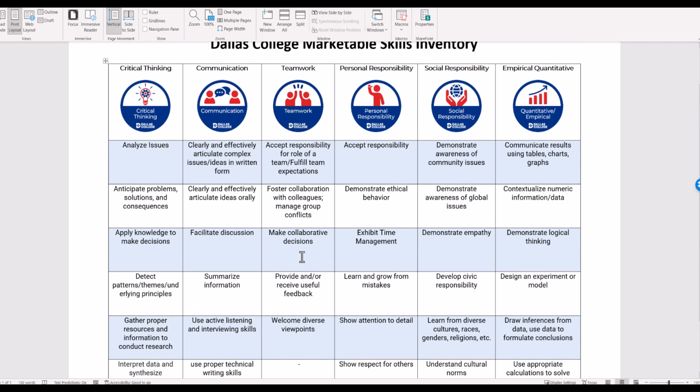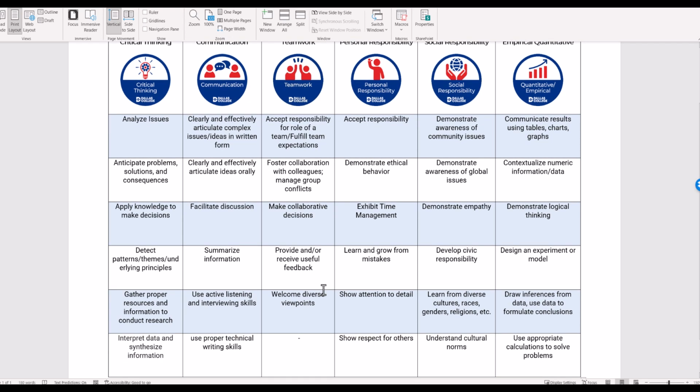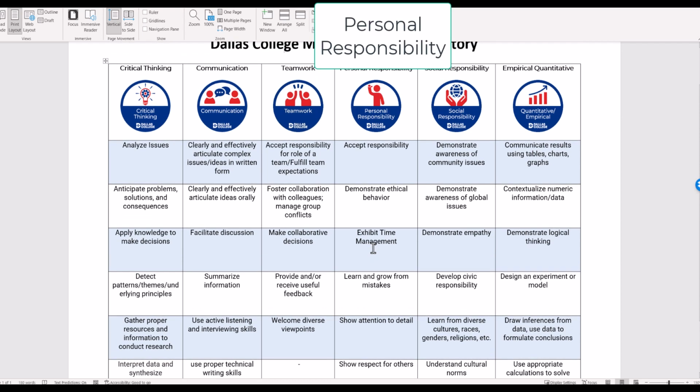Teamwork. We learned to accept responsibility for a role on a team and to fulfill team expectations. We fostered collaboration with colleagues and we managed group conflicts. We made collaborative decisions. We provided and or received useful feedback. And we welcomed diverse viewpoints.